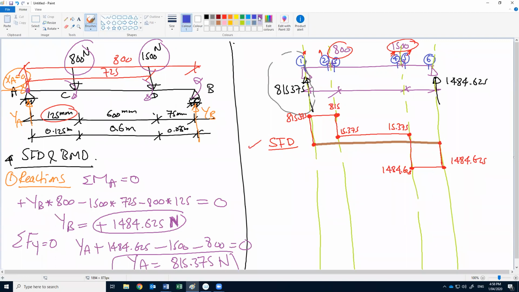What is the sign for this diagram? Above the datum is positive, below the datum is negative. Easy. Do you have any comment or any question for this problem? No. Shear force is pretty straightforward. Okay. So now we can go to the moment.